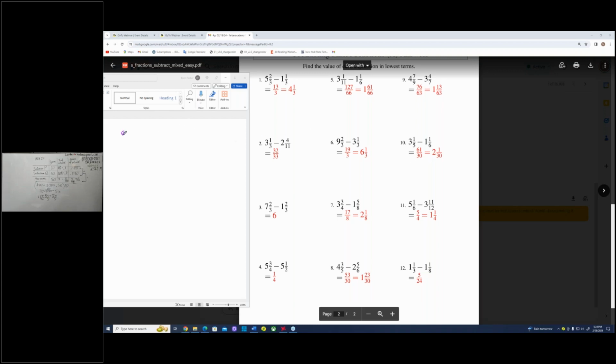Number 3. 11 and 2 over 3 minus 3 and 1 over 2. Emily, what is the LCD for this? For 3 and for 2. The LCD for 3 and 2 is 6. Beautiful.